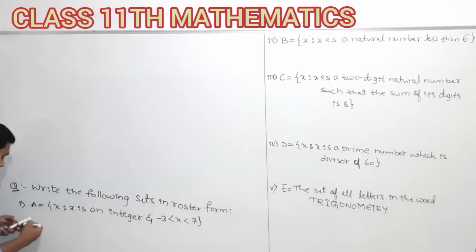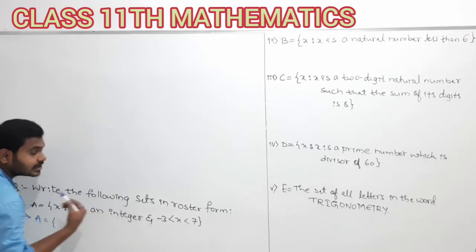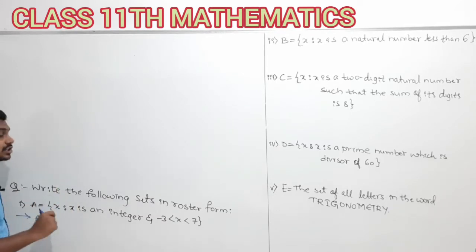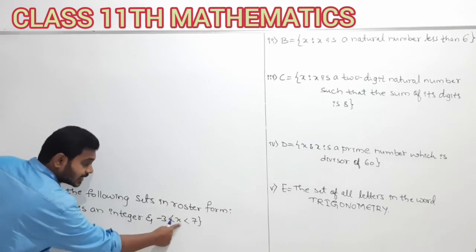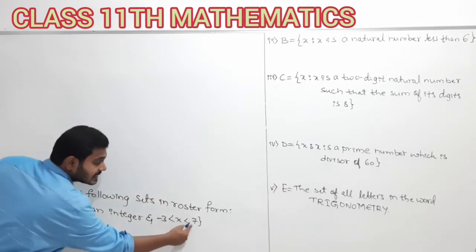So, my dear students, what is the condition here? It is given to you. I'll write the answer for this. A is equal to x, the collection of all elements such that x is an integer. So it must be an integer. And another condition: that x, whatever integer you are taking, should be greater than -3 and less than 7.